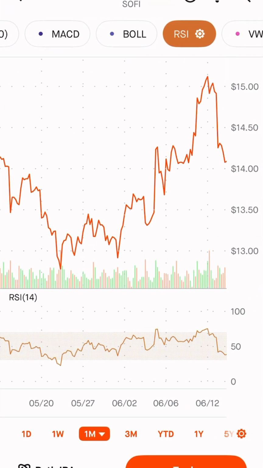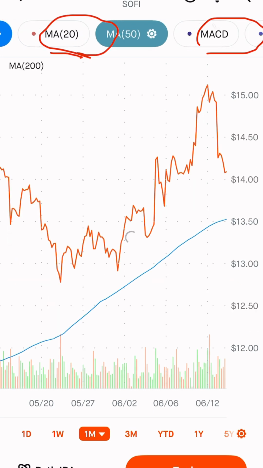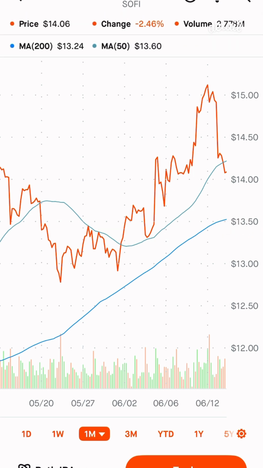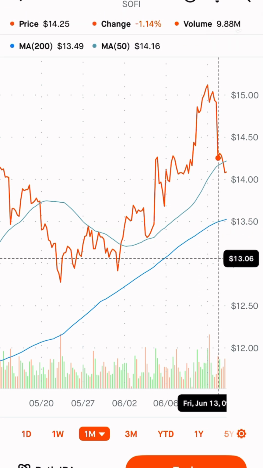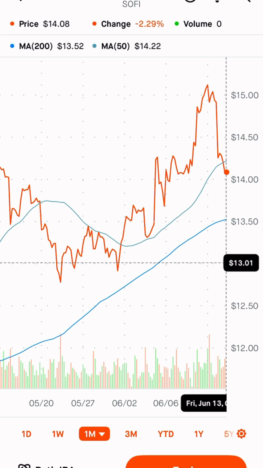And then the final ones I look at are the moving averages. I look at the 50 day and the 200 day, and we can see that the stock is currently just right below the 50 day, but it's above the 200 day moving average. The 200 day moving average and the 50 day moving average are support lines. So if the stock were to break through or below both of these, it would not have the support.